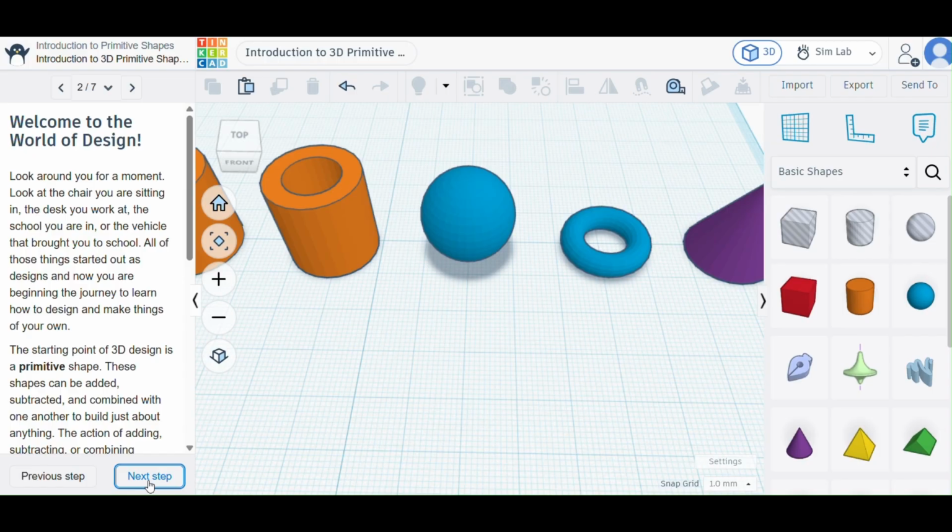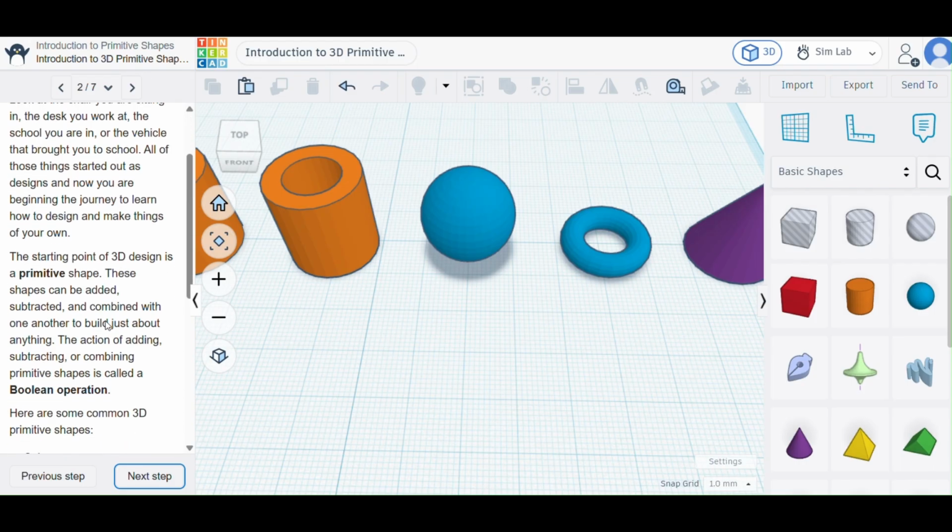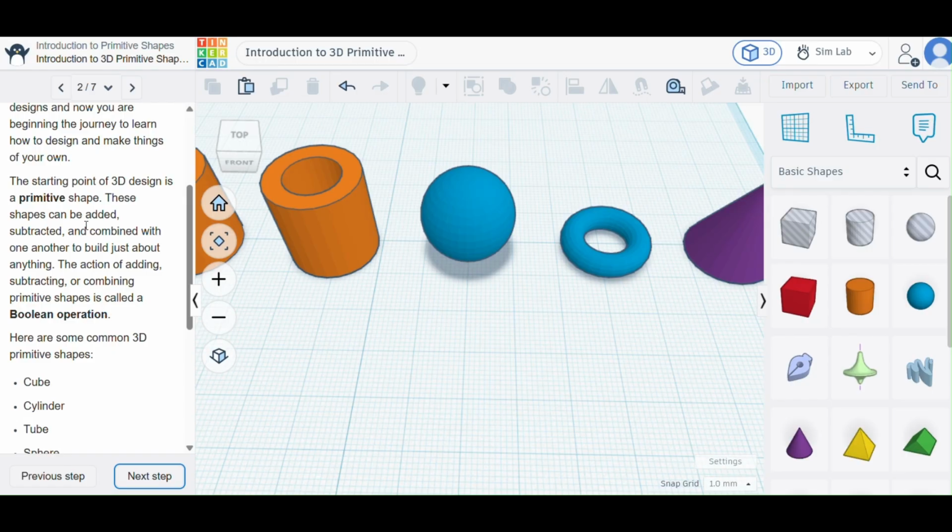Okay, anyway, next step. Look around you for a moment. Look at the chair you are sitting in, the desk you work at, the school you are in, or the vehicle that brought you to school. All of those things started out as designs, and now you are beginning the journey to learn how to design and make things your own, okay?